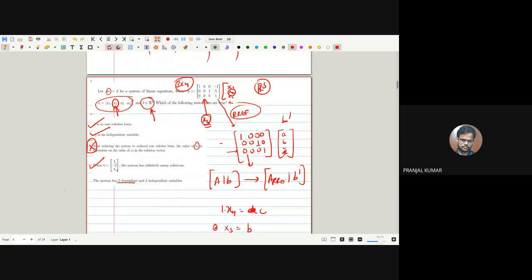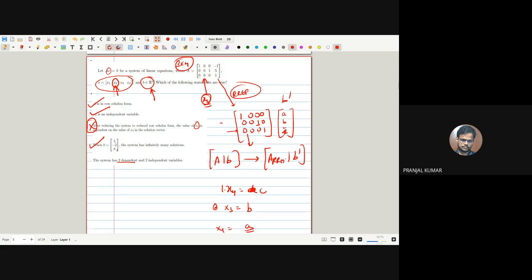What about the case when this column was actually the same as the first column? In that case, the subspace spanned by the columns would be a two-dimensional subspace in R3. B could lie outside that 2D subspace, and in that case there would be no solution. Just forget about it, it's extra anyway. The statement that the system has two dependent and two independent variables is wrong, because it has only one independent variable, which is x2.